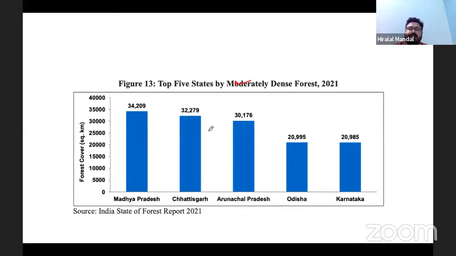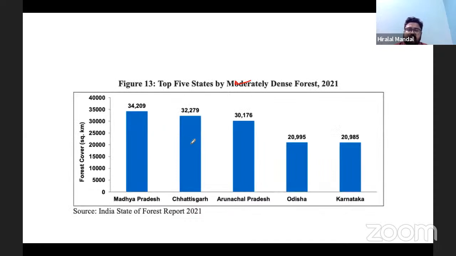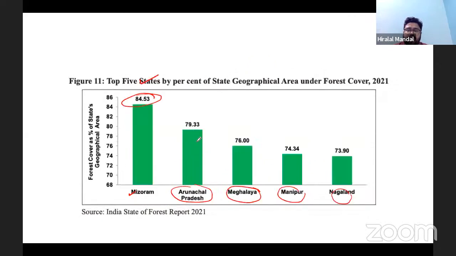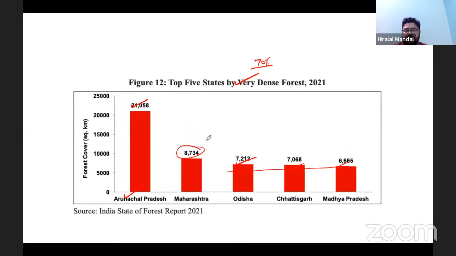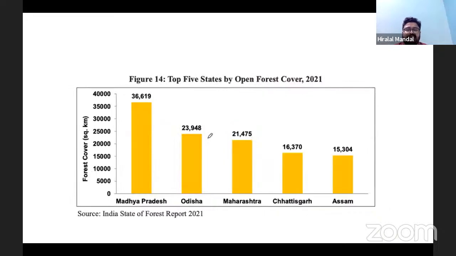Moderately dense forest. We need not go into this one. Let us leave this one because it will be extremely difficult to keep track of everything. So what you should look at, at maximum, is the total, followed by very dense forest. Even I have mentioned it for your convenience. If you want to go through it, you can, but I wouldn't recommend that.